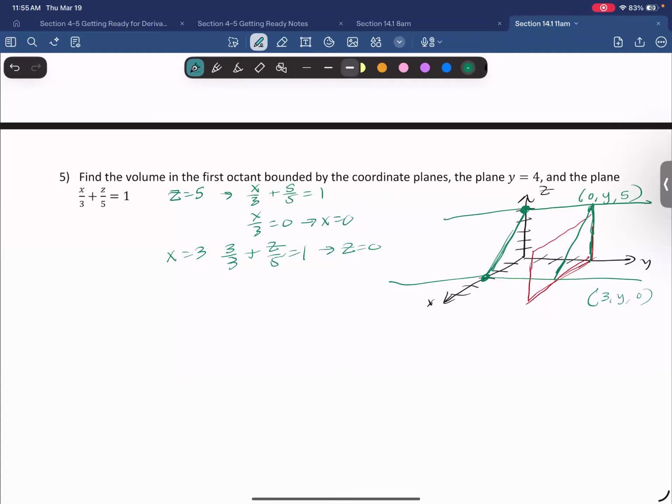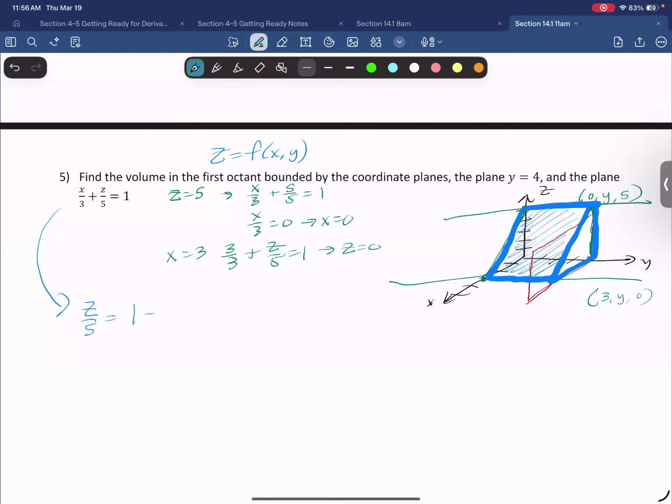If we trap this all in, I got that line, that line, that line, and that line. For the plane y equals 4, we have that, and our upper surface is this part right here. The function we want to integrate, we want this as z equals a function f of x, y. So we're going to solve this for z. Let's leave the 5 factored out, that might make the math a little easier in a second.